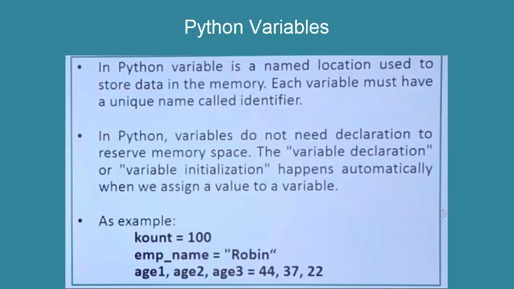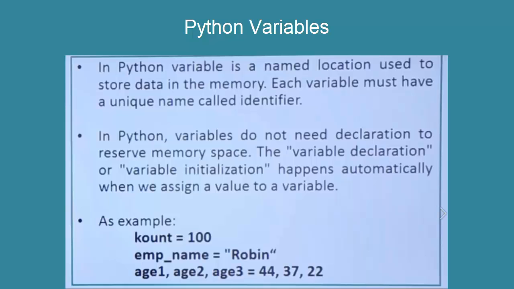So here we are having the Python variables. In Python, variables are locations used to store data in memory. Each variable must have a unique name called an identifier. Depending upon the type of variable, the number of bytes to be occupied will be decided. And the memory address of that memory block will have a name which is accessible from the program. That makes it easy for the programmers to write.